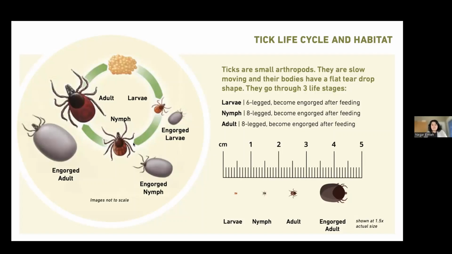And what's really important here is their size, and you can see the ruler there, and some people do really well with the ruler, but just to give you a context of the size, an unengorged larvae is the size of a grain of sand, an unengorged nymph is the size of a poppy seed, and an unengorged adult is the size of an apple seed. And so these are really small. And when they become engorged, they do grow in size and they become an opaque gray color.